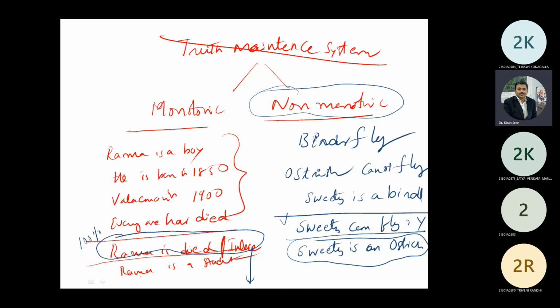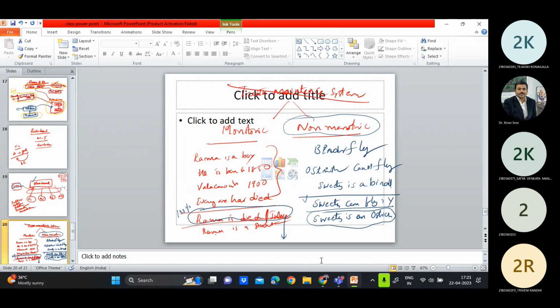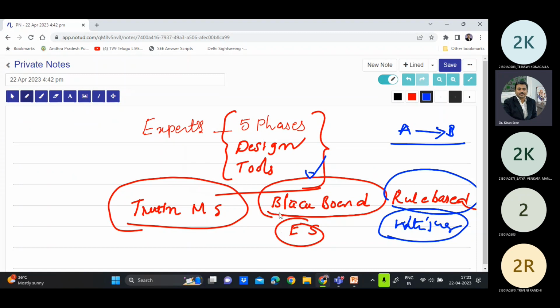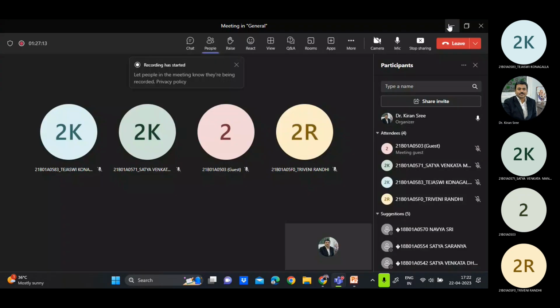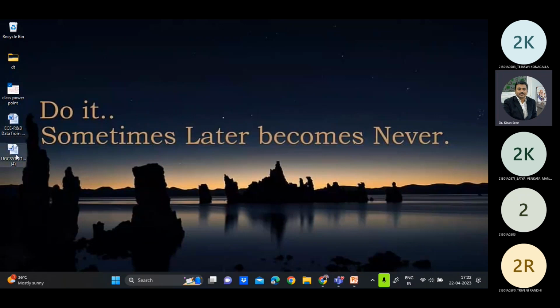So when people talk about truth maintenance system, you have to write about what is a monotonic system and what is a non-monotonic system, and then you can explain a little bit. Then that will be useful. I spoke about expert system phases, design, the tools, and then we spoke about the truth maintenance system, blackboard system, and rule-based system. So we'll go through the question bank if it is there. It is there. Okay.